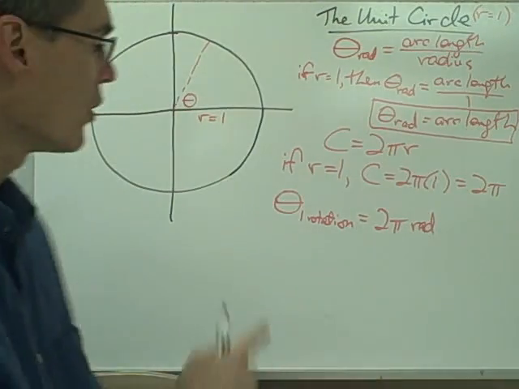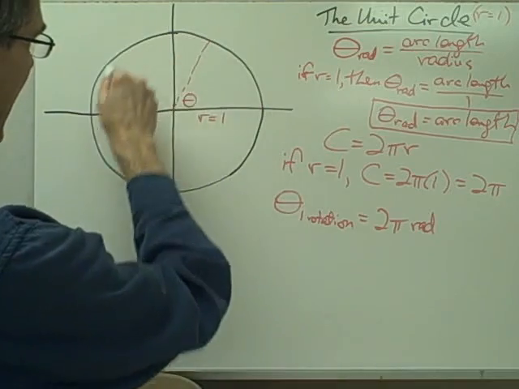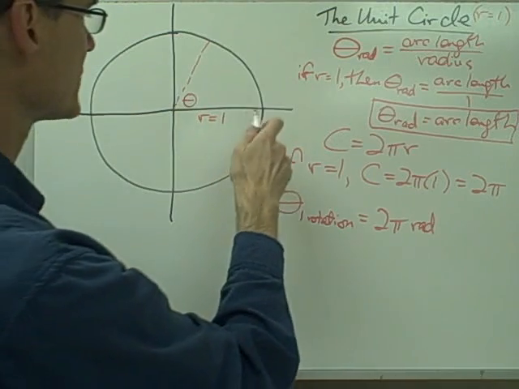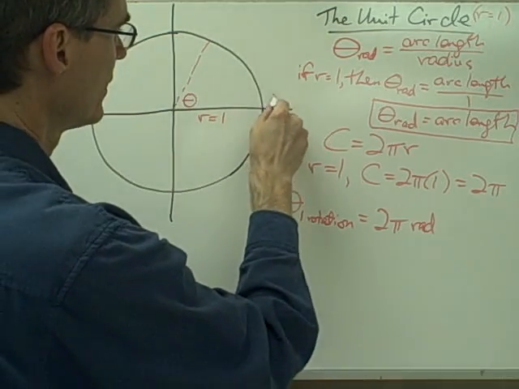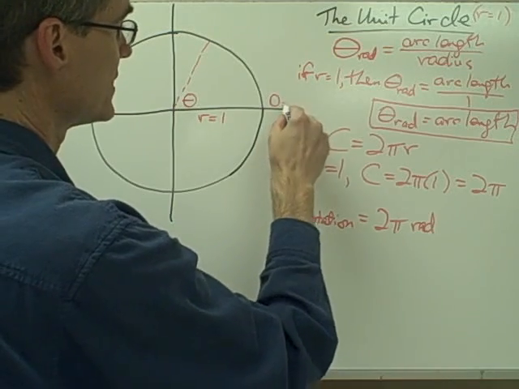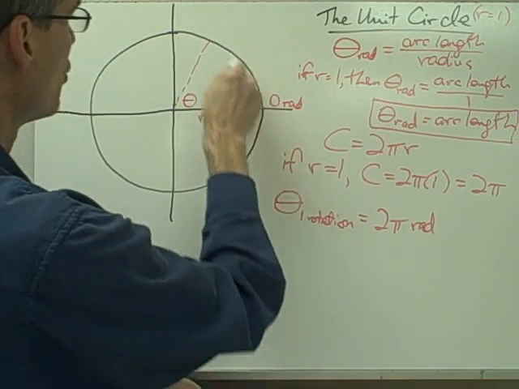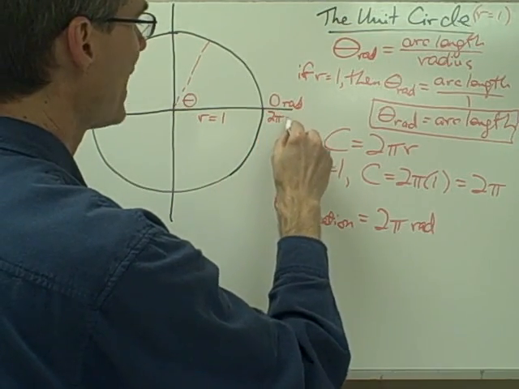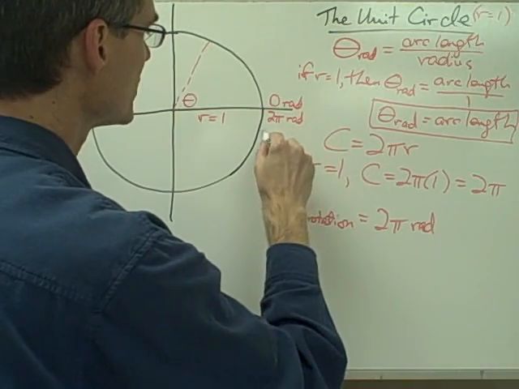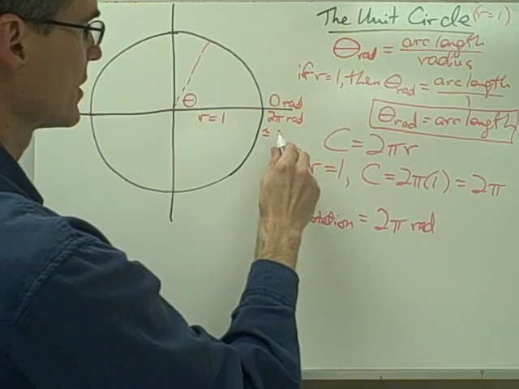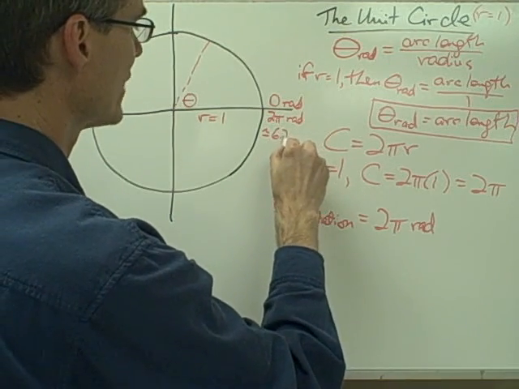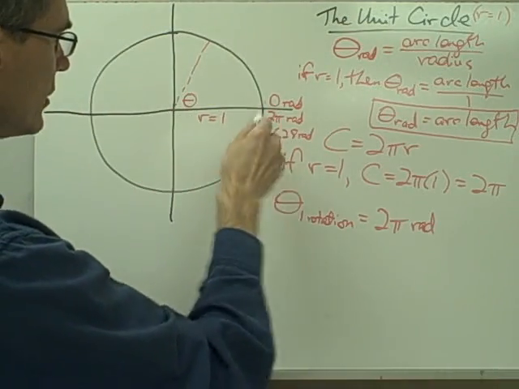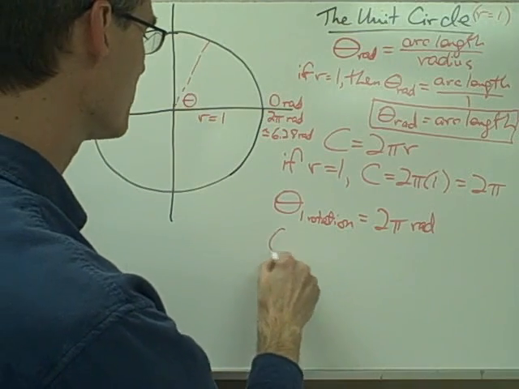Angle equals arc length. Well, if the measure of an angle of one rotation around the circle is equal to 2 pi radians, let's go ahead and write this in. Let's say I'm starting right here at this point, and this is 0 radians, and I go one full rotation around the circle and come back to here, and that is an angle of 2 pi radians, which is approximately, if I multiply that out, 2 times 3.14, approximately 6.28 radians.